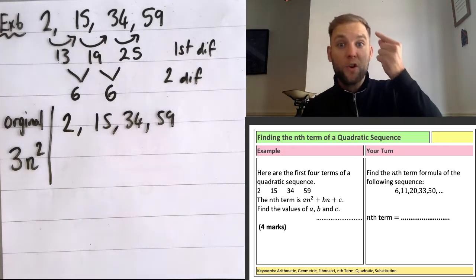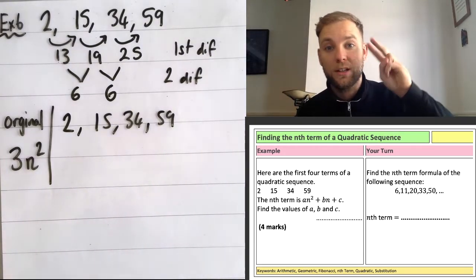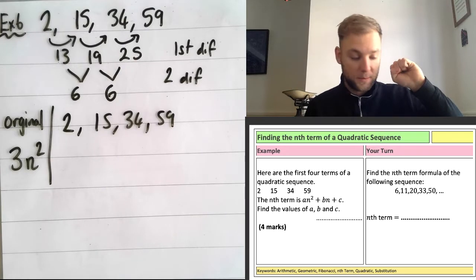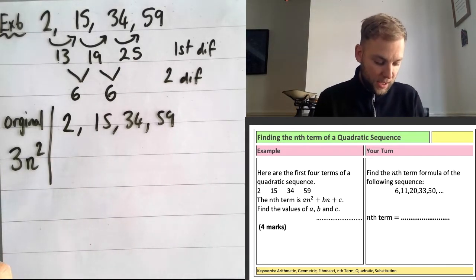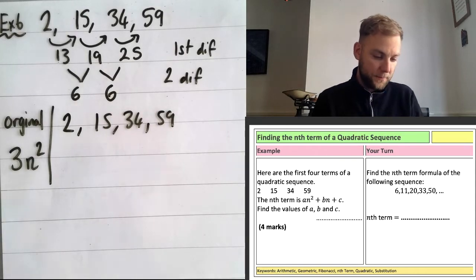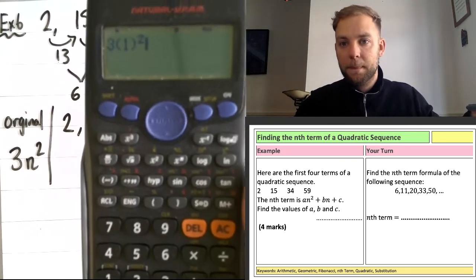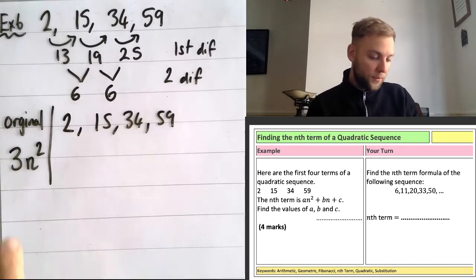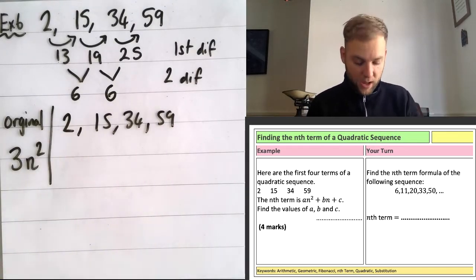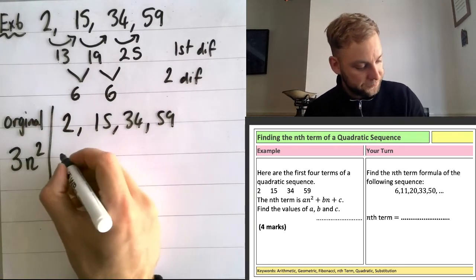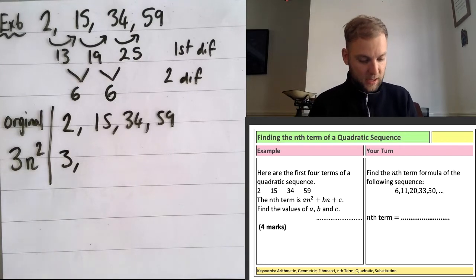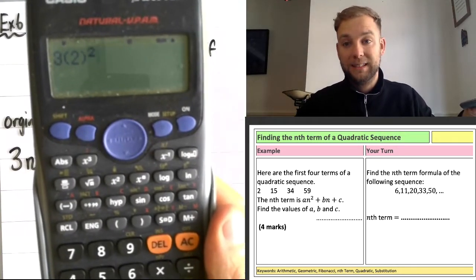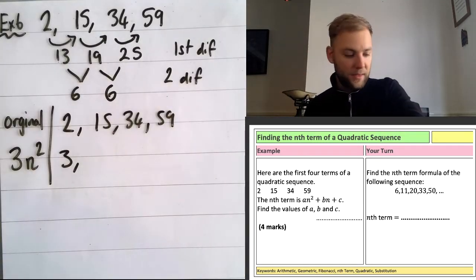So remember, my first term I'm subbing in 1, my second term I'm subbing in 2, third term I'm subbing in 3, fourth term I'm subbing in 4 to this squared value here. So my first one is 3 bracket 1 bracket squared, just like that. So 3n squared, 3 times 1 squared is 3 in this case. So the next time I'm going to sub in 2 for my second term. 3 bracket 2 bracket squared, just like that. So that one there is 12.